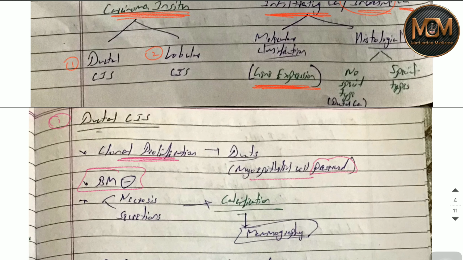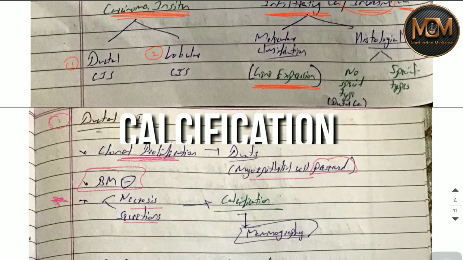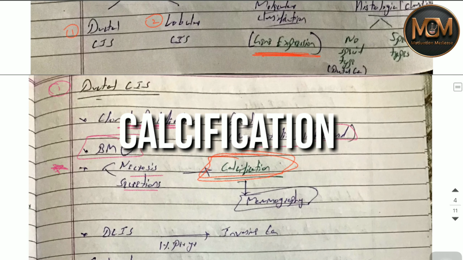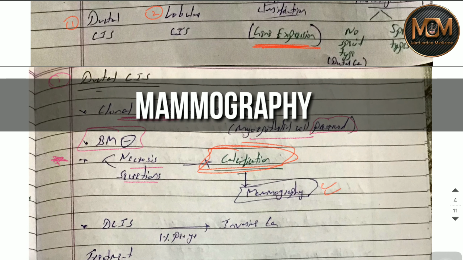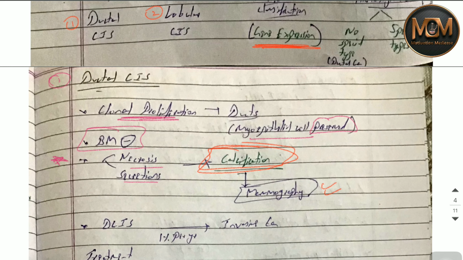But there is a clonal proliferation, and also, this point is very important, there is necrosis and secretions seen in this that may lead to calcification. So in this condition, the main thing is the calcification you can see in ductal carcinoma in situ, which you can see on mammography. You can easily identify on mammography that there is a calcification, which indicates a ductal carcinoma in situ. If this ductal carcinoma is not treated, then the risk increases 1% per year.